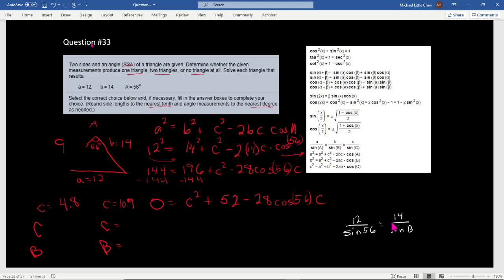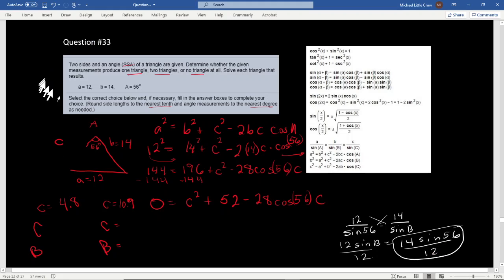Actually, I'll just cross multiply because we need to solve for sine of B, and then we can use the inverse sine. So we get 12 sine of B equals 14 sine of 56. Divide both sides by 12. So this is one of the answers: sine of B will be equal to this, and then we can take the inverse sine and see what we get.